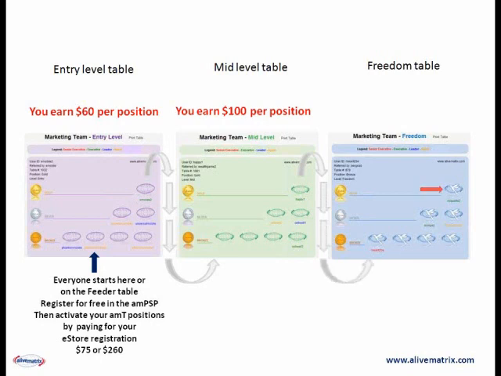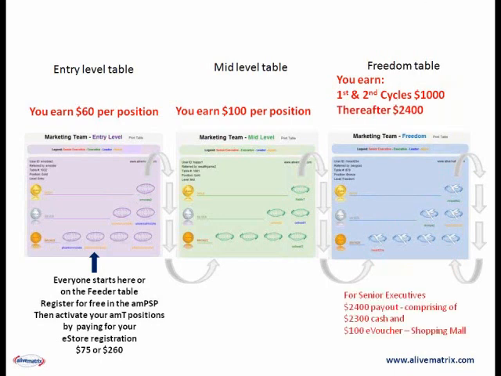Again, when you arrive at the gold position on the freedom table and all 4 bronze positions are filled, you start cycling on the freedom table and you earn a marketing fee on the first and second cycle of $1,000 and thereafter $2,400. You need to be a senior executive to qualify for the payments on the freedom table, and the $2,400 is $2,300 in cash and a $100 e-voucher to be spent on the shopping mall.